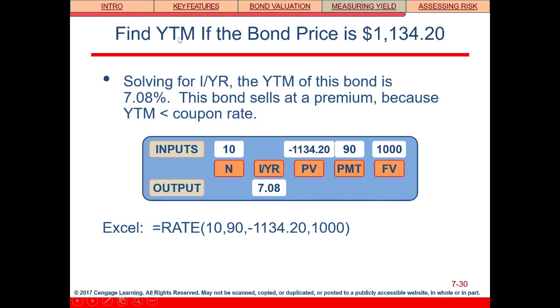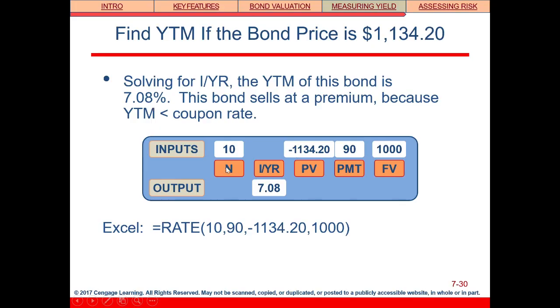And here's also an exercise question. Find the yield to maturity if the bond price is $1,134.20. So here, solving for the yield to maturity, solving for the interest rate. The yield to maturity of this bond should be 7.08%. How do you get this result?